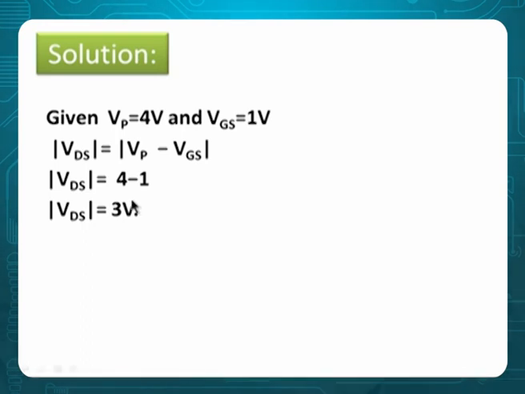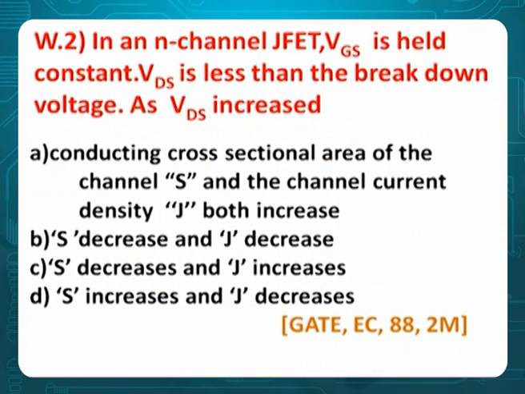That's why I have been telling you that VDS is equal to VP if VGS is 0. So for VGS 0, whatever the characteristics come, that will be equal. In other words, VDS and VP are equal in case VGS is equal to 0. So VP minus VGS, 4 minus 1 is equal to 3. Option is A. Let's go to problem 2.